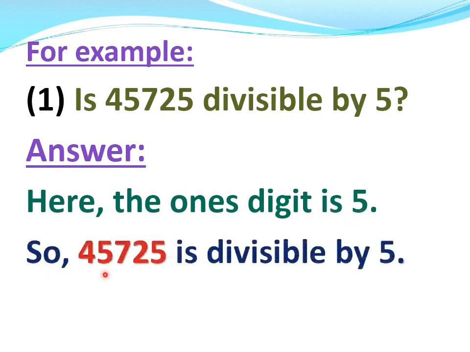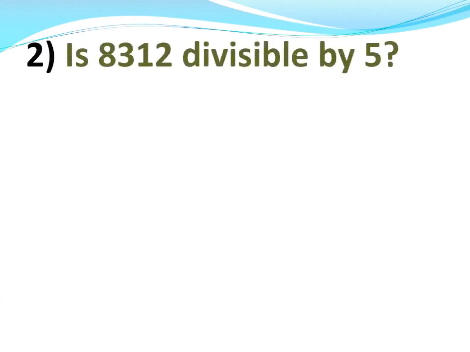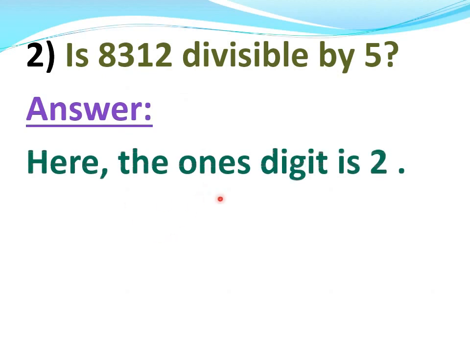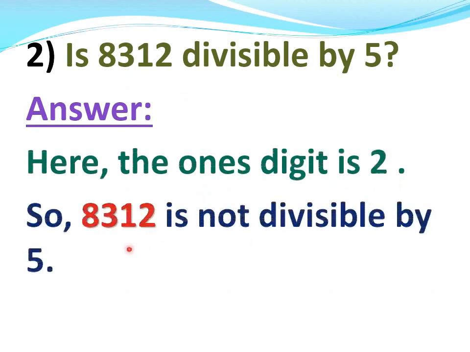So 45,725 is divisible by 5. Question number 2: is 8,312 divisible by 5? Answer: here in the given number 8,312, the ones digit is 2. So 8,312 is not divisible by 5.